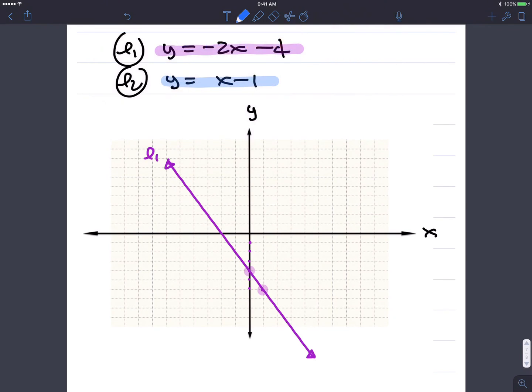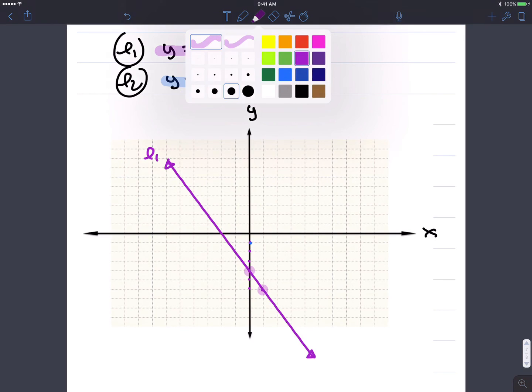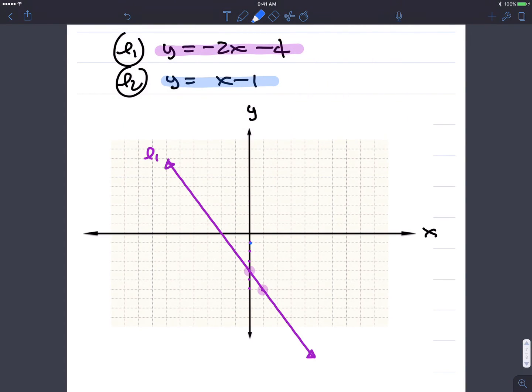In blue, we're going to start at -1. We're going to use a slope of +1. So let's make sure we plot the y-intercept. Then we use our slope, up 1 to the right 1. This is the location of my second point.